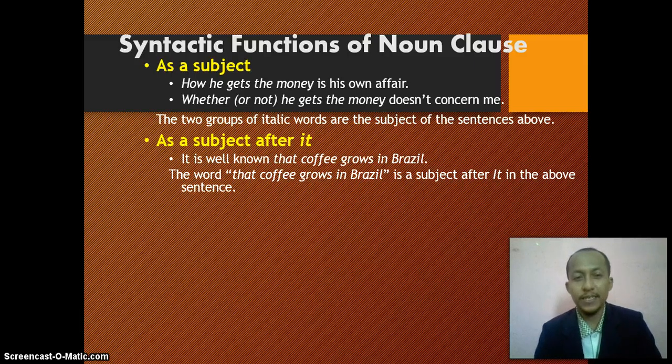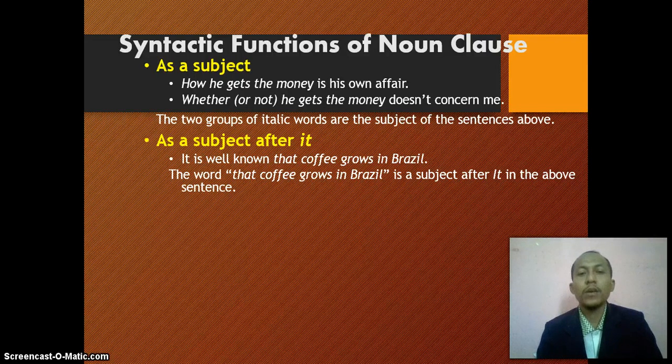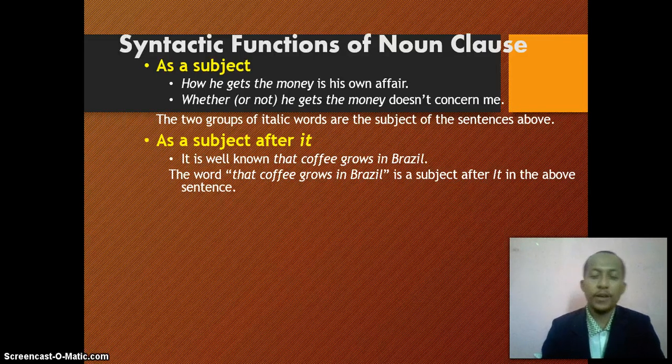So after "it", the subject is a noun clause. It is well known that Azrael is a very diligent student. It is well known that Indra is maybe a strong boy or a tall boy, or anything.